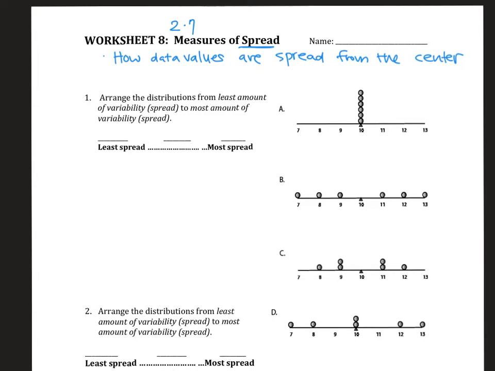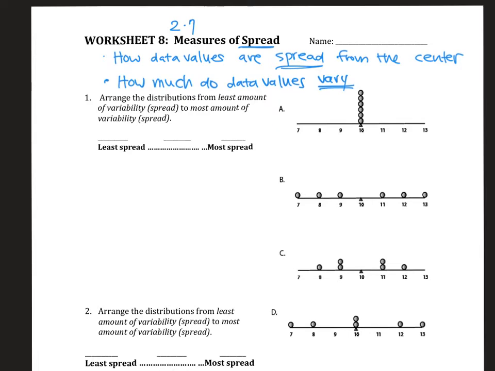Another way to think about it is: how much do numbers vary? How much do data values vary? So either we're talking about spread or vary. There are a bunch of examples, I'll go over a few. They say to arrange 4 examples A, B, C, D from the least spread to the most spread.